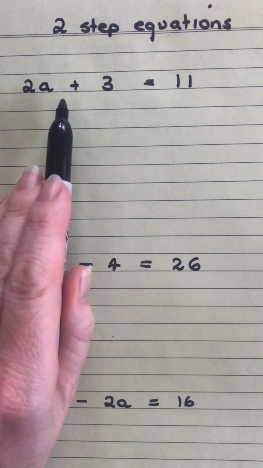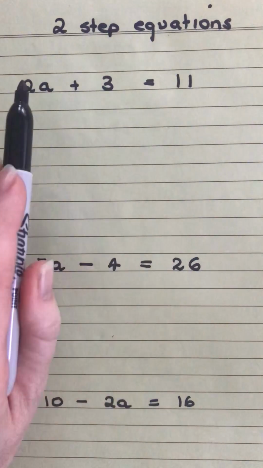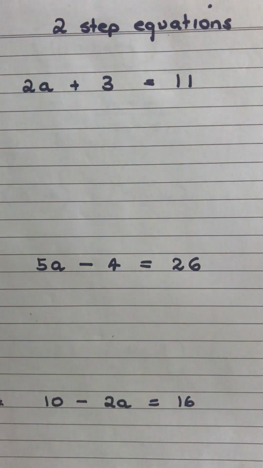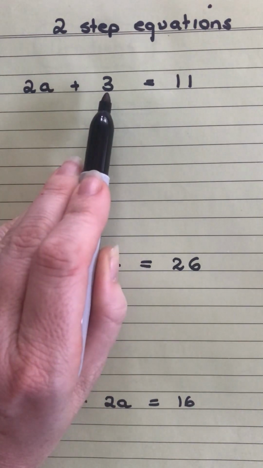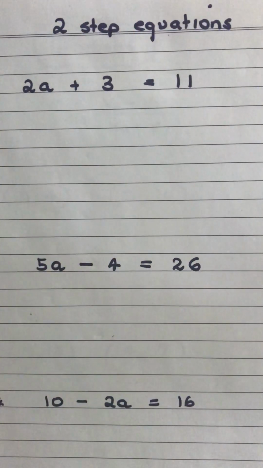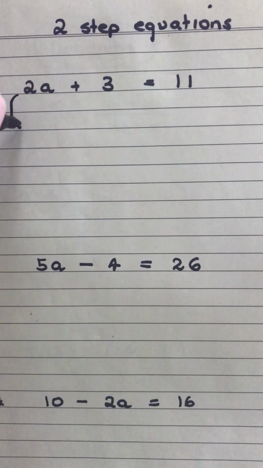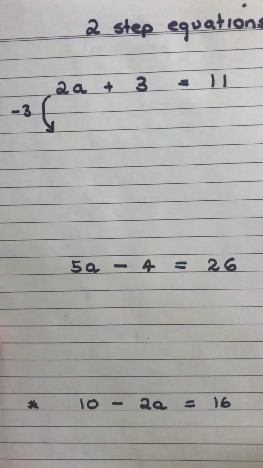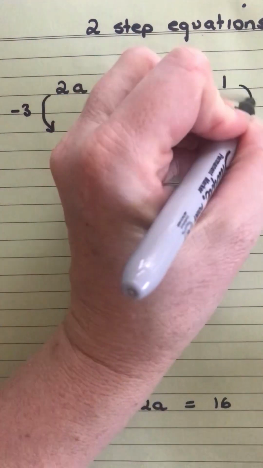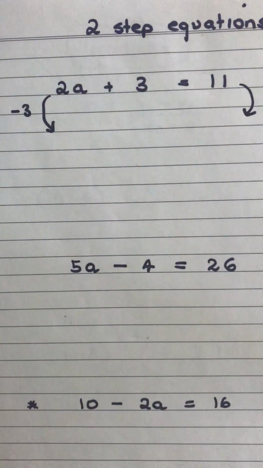So 2a plus 3 equals 11. In my previous video, I talked about how it's like we're unwrapping the present. So the a has been multiplied by 2 and then 3 was added. So the last thing that happened to the a was that the 3 was added. So we're going to undo that first. We're going to take that ribbon off the present. We're going to undo each of the steps that happened.